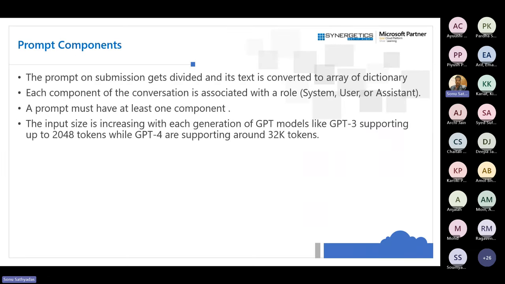The input size is increasing with each generation of GPT models, with GPT-3 supporting up to 2048 tokens, while GPT-4 is supporting around 32K tokens. As I have mentioned, the number of tokens supported by the model is very, very important. If you use older models like GPT-3, embedding ADA or DaVinci, they are capable of handling very little text because their support for tokens is very low. But new models like GPT-3.5 support up to 16K and GPT-4 supports up to 32K.